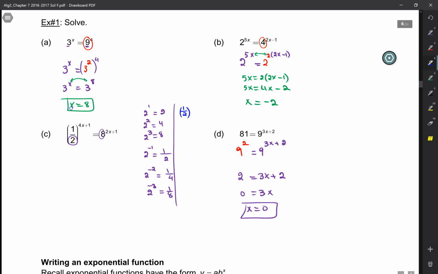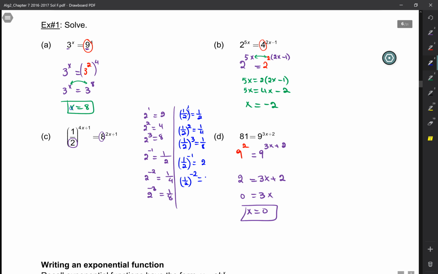Now, let's do this. What's 1/2 to the 1? The 1 belongs to both of these, so it's 1/2. What's 1/2 squared? 1/4. What's 1/2 cubed? 1/8. Okay. What's 1/2 to the power of minus 1? 2. Right, it's just 2. What's 1/2 to the power of minus 2? You flip. 2 squared is 4. What's 1/2 to the minus 3? 8. So do you see that?